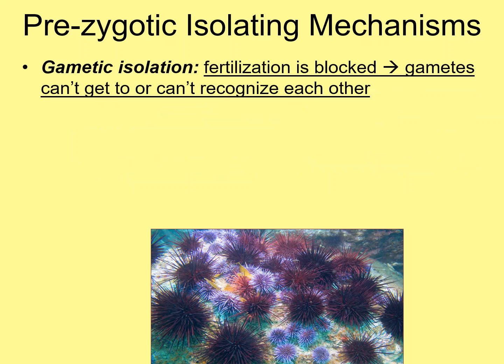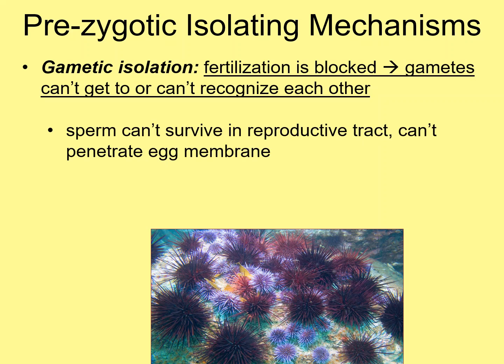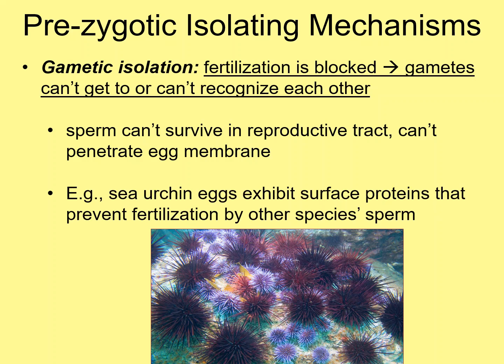And finally, the last kind of prezygotic isolating mechanism is known as gametic isolation. So in this case, mating has occurred if fertilization is internal, but there is a problem with the sperm not being able to reach the egg because it can't survive in the female's reproductive tract. Mainly, we see gametic isolation in species that are free spawners. They basically release their gametes into the surrounding environment, and they combine randomly with each other.